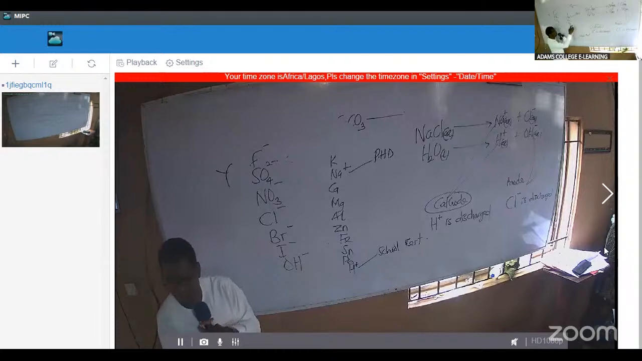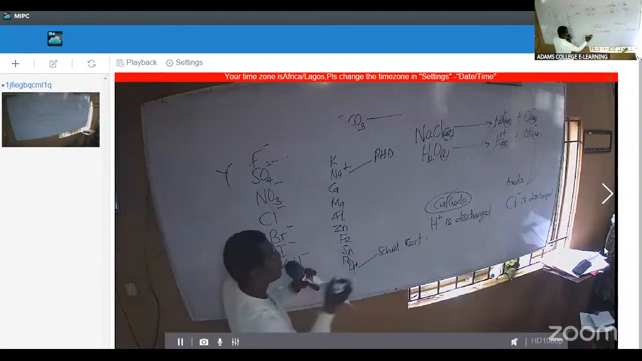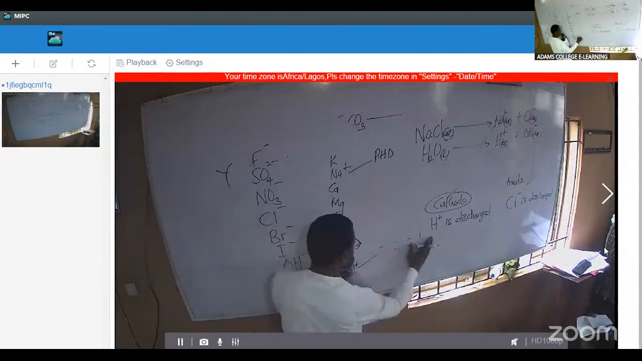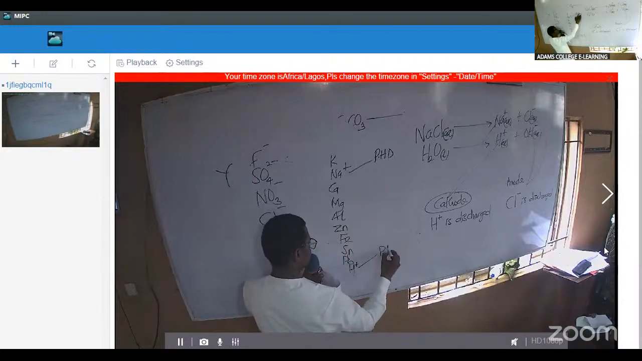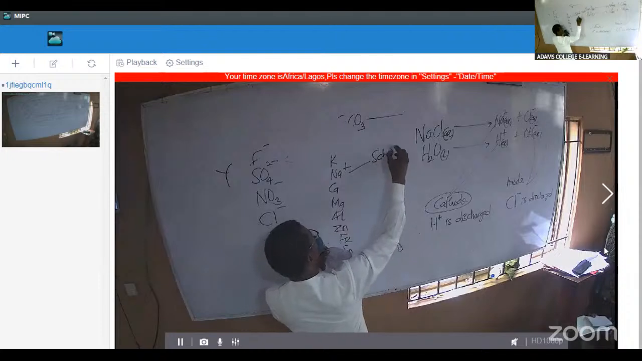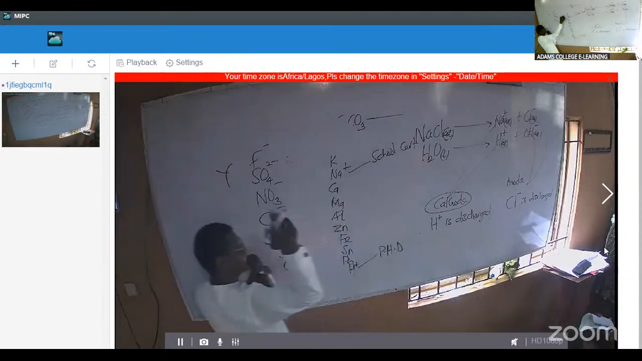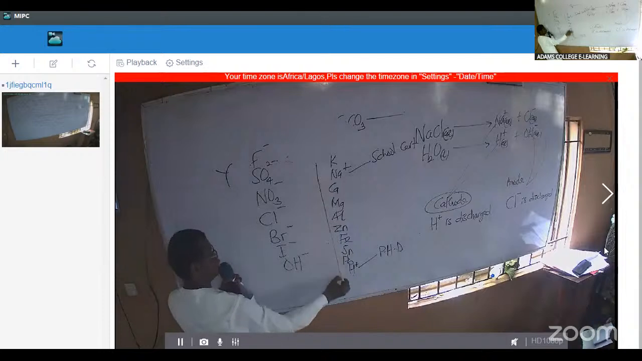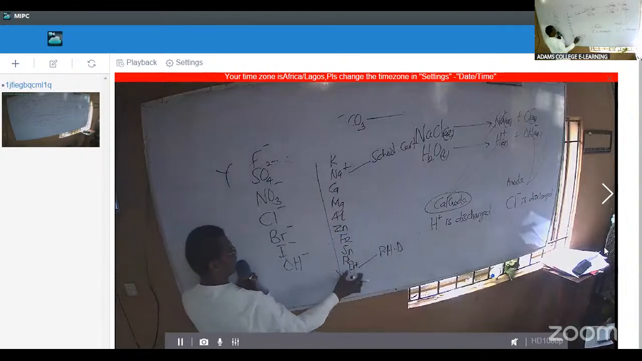Consider this one. Fortunately, they now reverse something. They now put PhD here, and school certificate there. Because in physics and chemistry, we prefer to discharge according to how qualified you are. So this guy is the most qualified. See the gap.